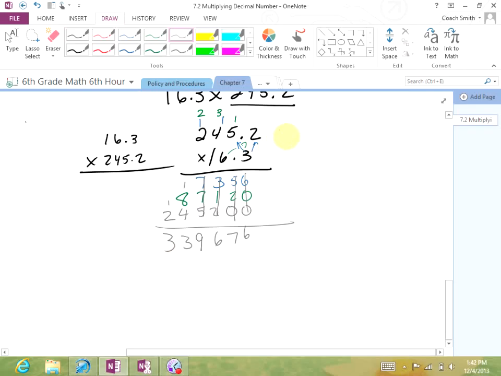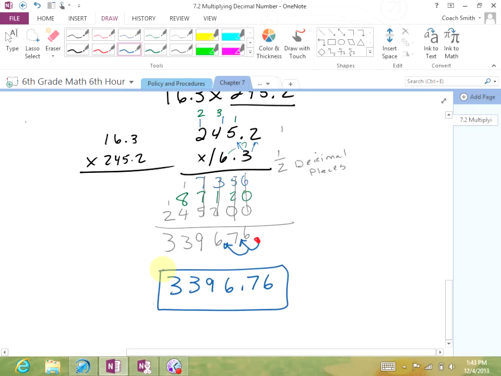I have 1 decimal place there, 1 decimal place there, for a total of 2 decimal places. So I take and move my decimal. Here it is. I move it once, twice. 3396.76. And that is your answer.